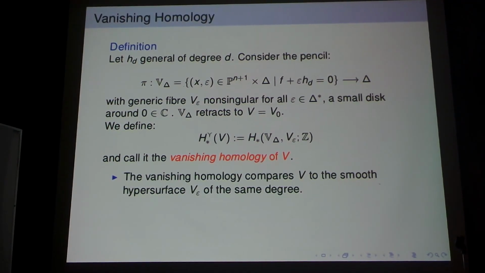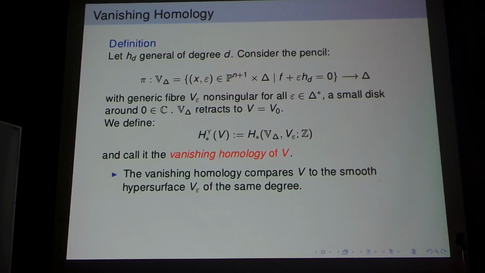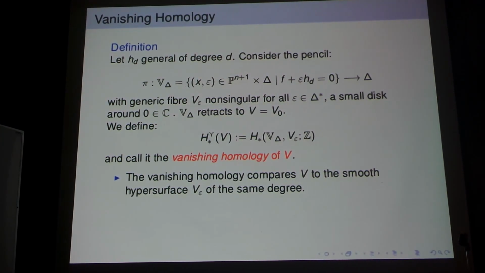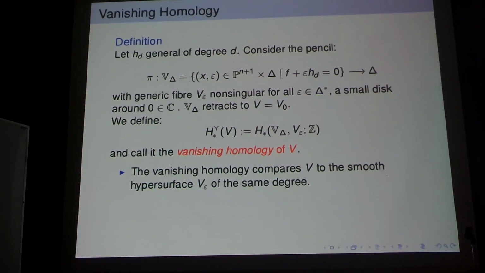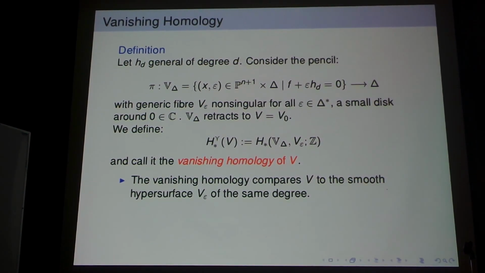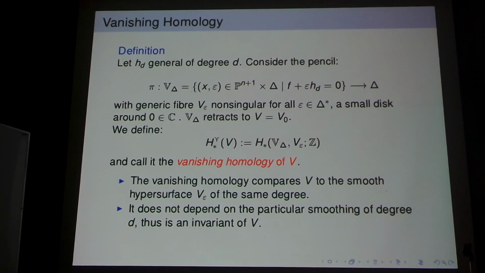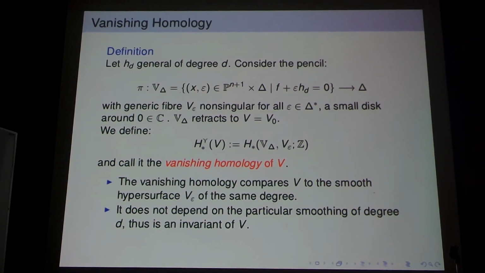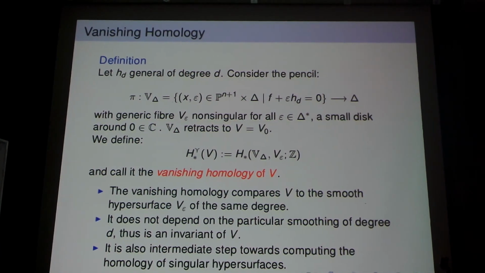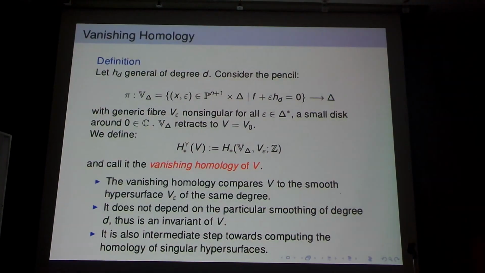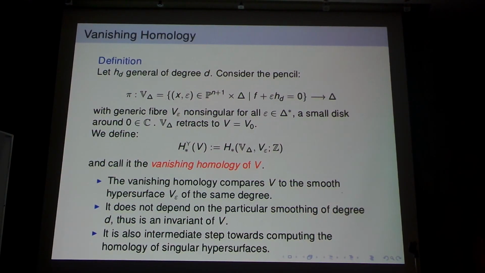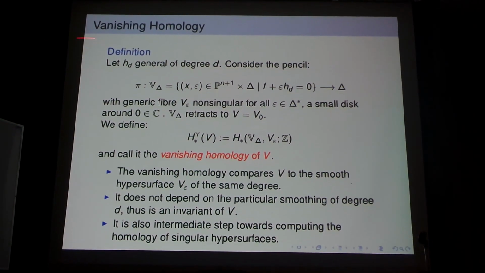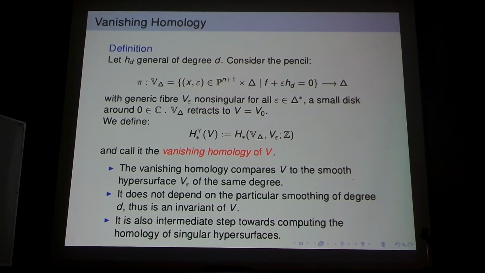So what is this vanishing homology doing? It compares V to the smooth hypersurface of the same degree. That's just like what the Milnor fiber does locally: it compares the homology of the smoothing with the homology of the singular guy. It does not depend on the particular smoothing of the degree d, so it's an invariant of V itself, which should be studied, I think. And it's also an intermediate step towards computing the homology itself of singular hypersurfaces, since this relative homology here is made of the difference between V0 and Vx. So if you take the long exact sequence, you can try to find the relation between those.